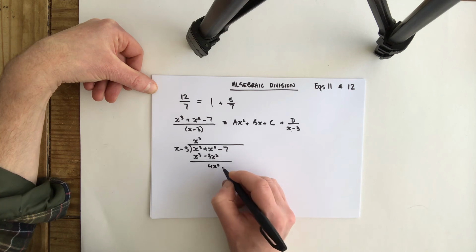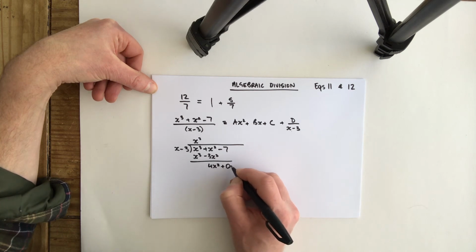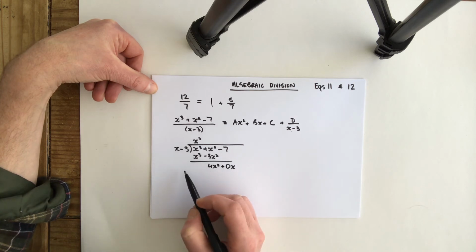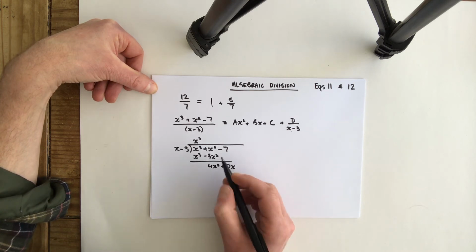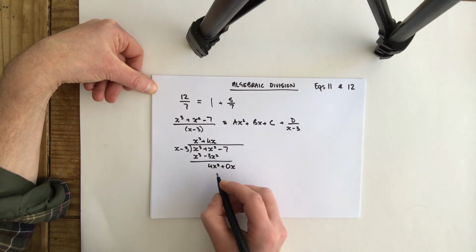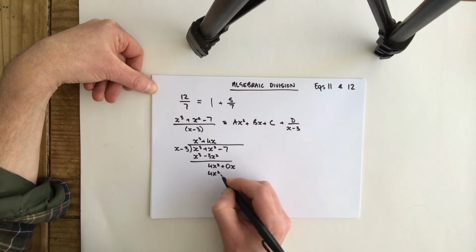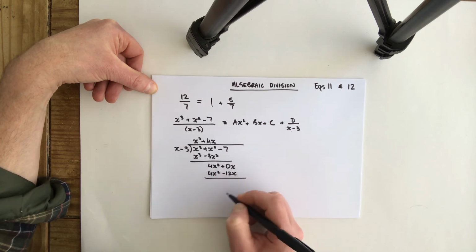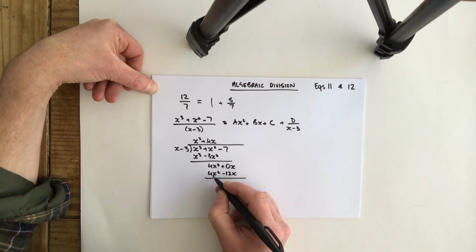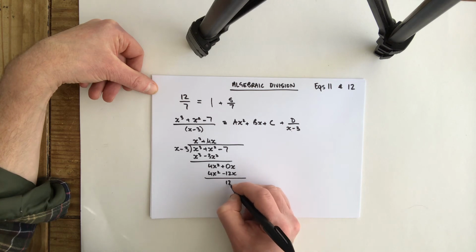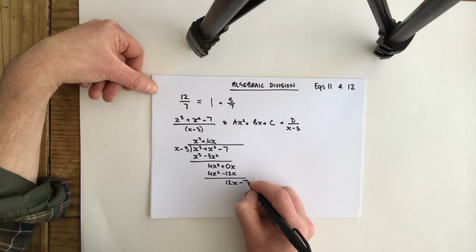I have no x's up here, so I'm going to put plus 0x here. Right, how many x is going into 4x squared? There are 4x of them. 4x times x is 4x squared. 4x times minus 3 is minus 12x. 4x squared take 4x squared is nothing. 0x take away minus 12x is 12x. Drop my minus 7.